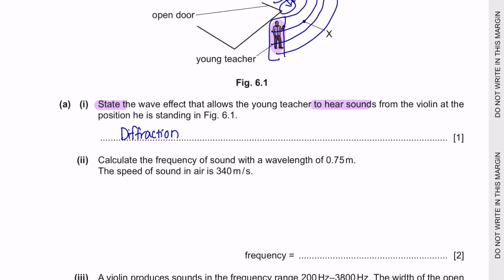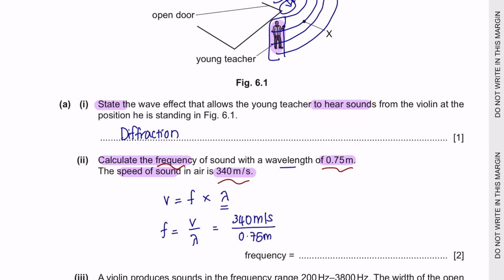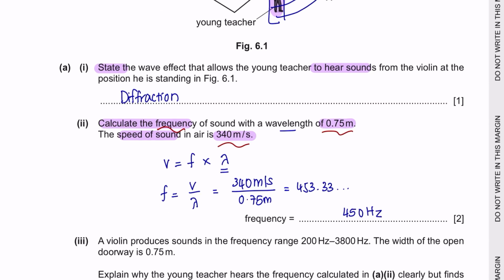Part 2. Calculate the frequency of sound with a wavelength of 0.75 meter. The speed of sound in air is 340 meters per second. So the formula related to wavelength, speed of sound, and frequency is speed equals frequency times lambda. Lambda represents the wavelength. So rearranging this formula to calculate frequency would be speed over wavelength. Just make sure that the speed and wavelength are in standard units, and the frequency in two significant figures would be 450. The unit is hertz.